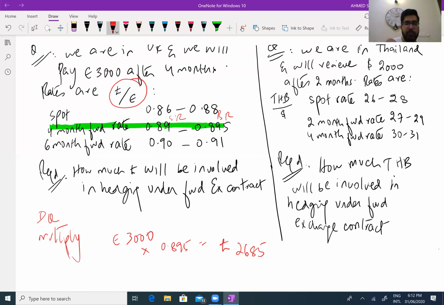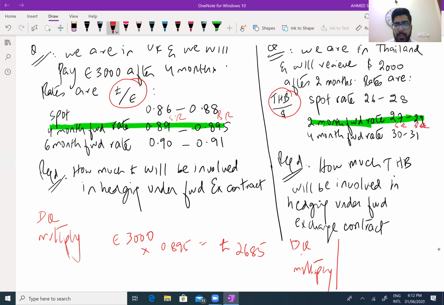Next question. We are in Thailand and will receive $2,000 after 2 months. Rates: 2-month row. We're in Thailand. Thai baht is the numerator. It's a direct quote. Multiply. Lower rate is the selling rate. Higher rate is the buying rate. Okay. So it's a $2,000 receipt. How much baht will be involved? Multiply to convert. You are receiving, so you need to sell. Multiply with the selling rate. It's 54,000 Thai baht.